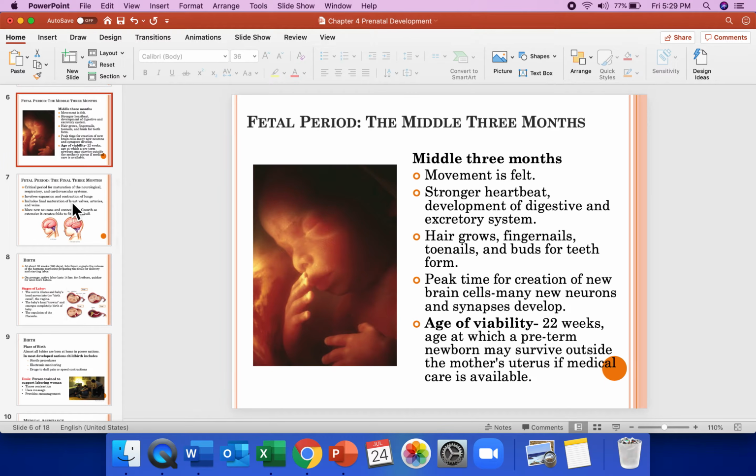Now we move into another section of the fetal period, and that is the middle 3 months. Just as important, just as critical.